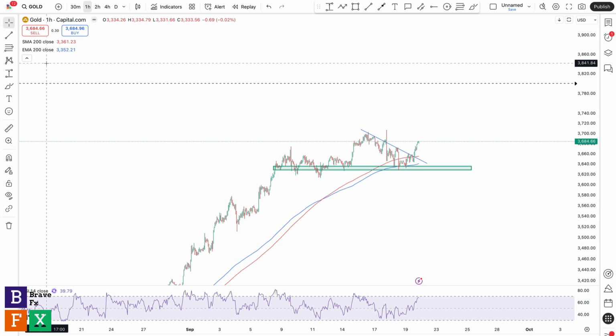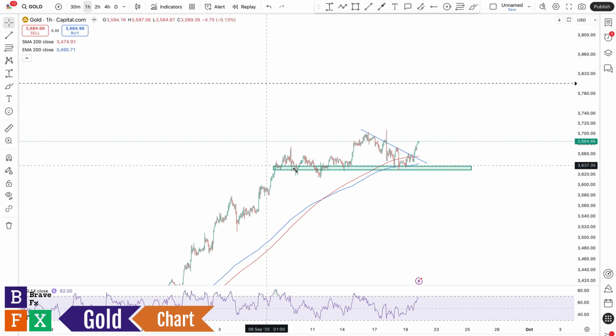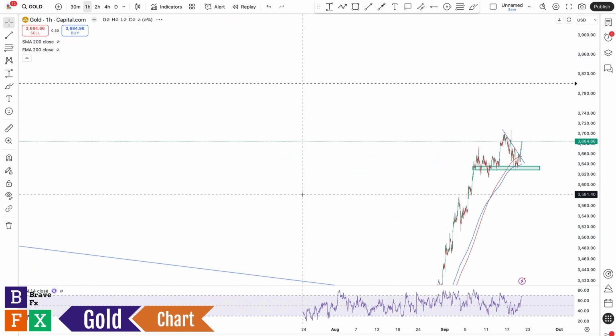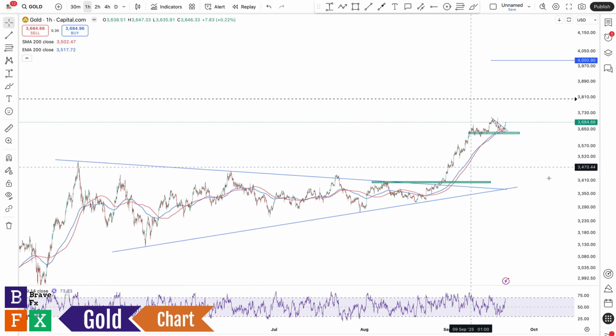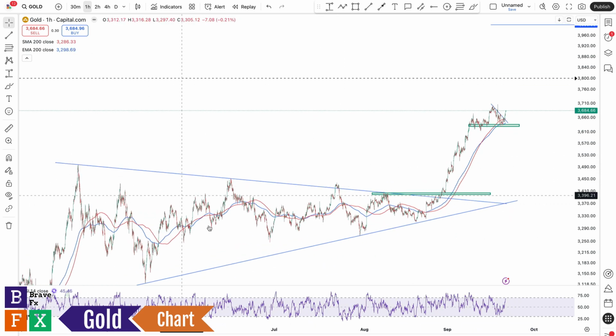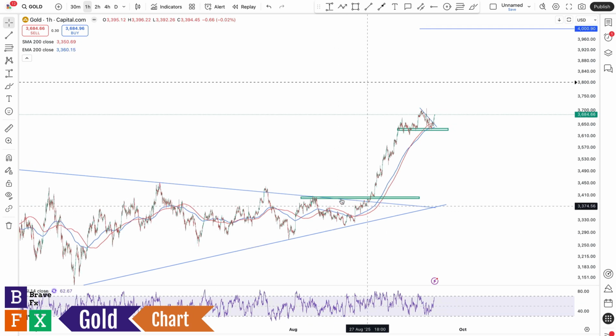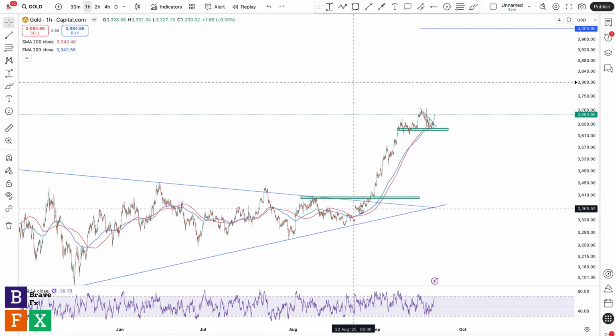So starting with the gold chart on the 1 hour time frame, I think this is going to be the biggest trade of the week for me, in my opinion. And what you can see is a continuation of our bullish trend. So I'm just going to do a quick recap. For a few months, we consolidated within a symmetrical triangle, and about a month ago, we had a nice solid breakout from that symmetrical triangle, and it's been bullish all the way through to current price levels.